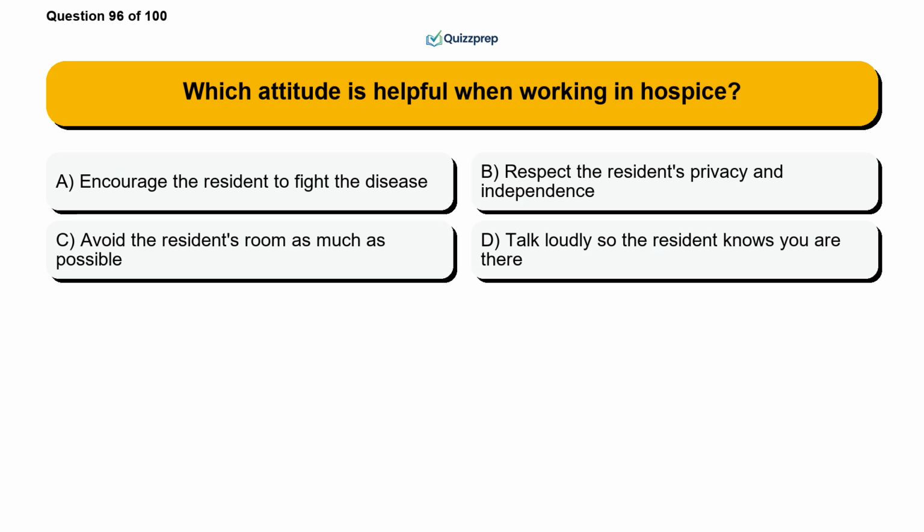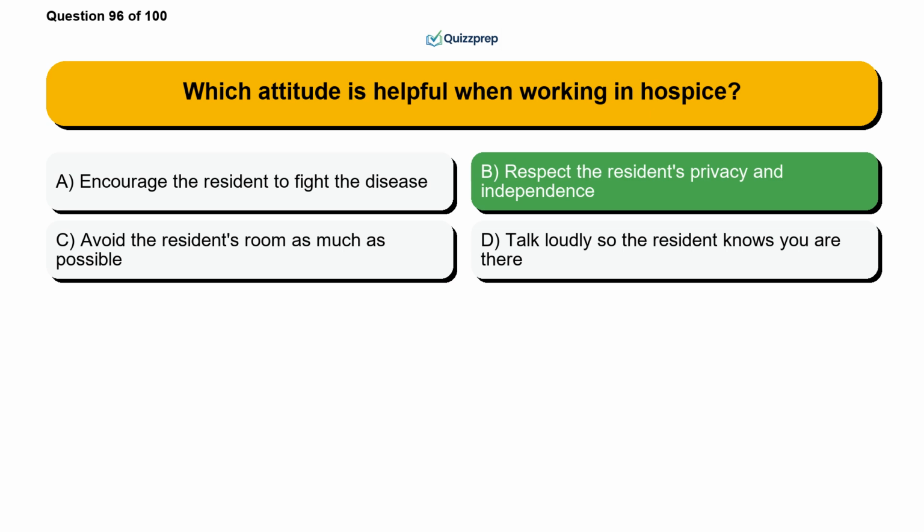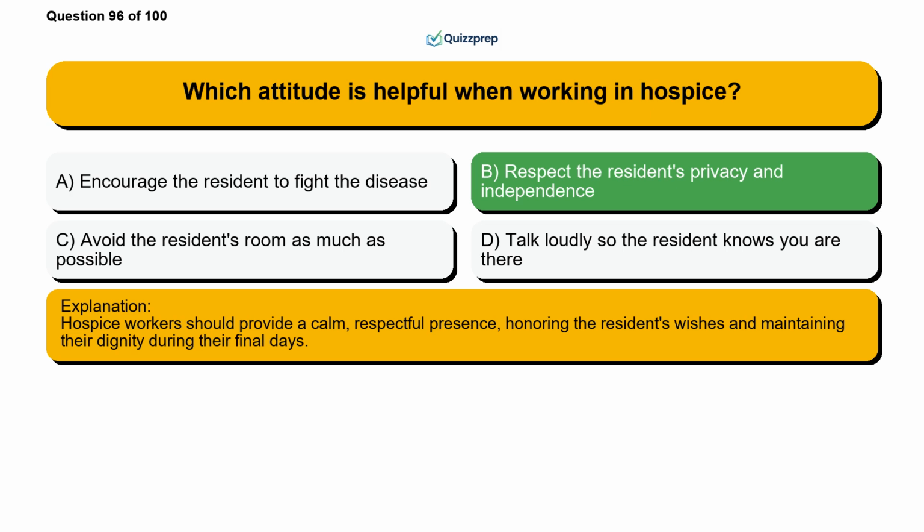Question 96. Which attitude is helpful when working in hospice? Option A, encourage the resident to fight the disease. Option B, respect the resident's privacy and independence. Option C, avoid the resident's room as much as possible. Option D, talk loudly so the resident knows you are there. The correct answer is option B, respect the resident's privacy and independence. Hospice workers should provide a calm, respectful presence, honoring the resident's wishes and maintaining their dignity during their final days.